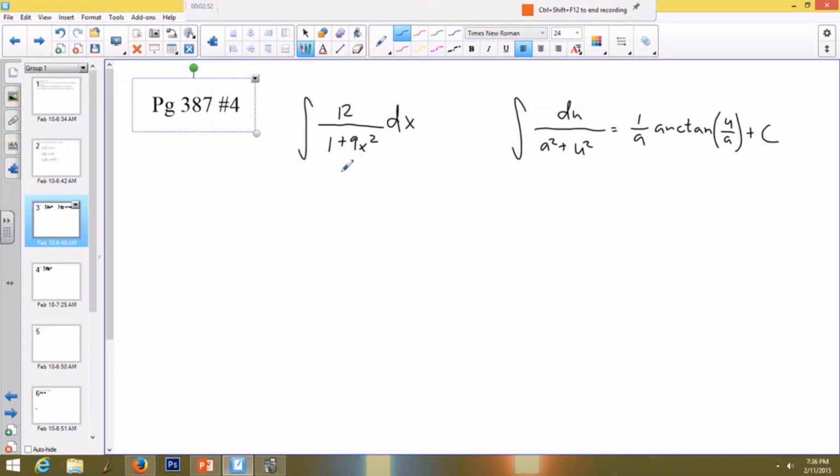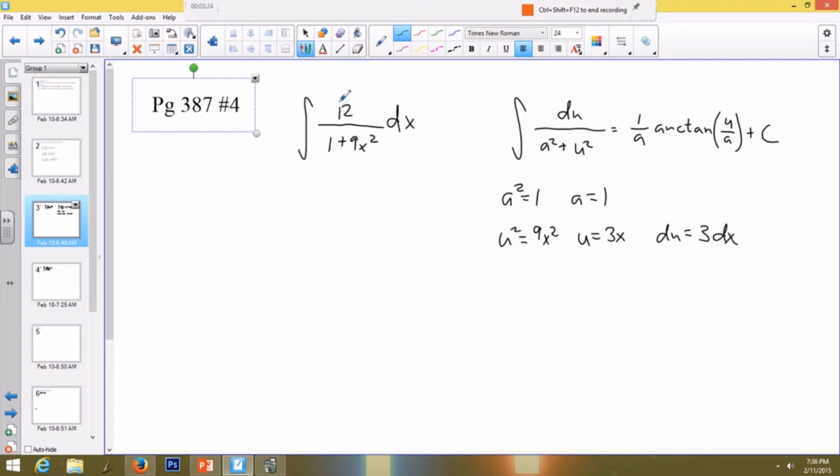If I'm looking at this, obviously my a squared is equal to 1, so a will equal 1. And then my u squared, and this is where it's a little bit different than what we've done in the past, is your 9x squared, and so your u is going to be the square root of that. So that's just going to be 3x. So when I look for my du, I'm looking for only 3 dx.